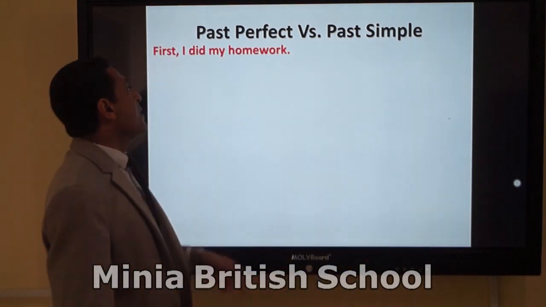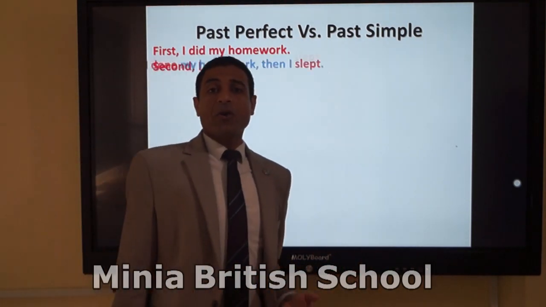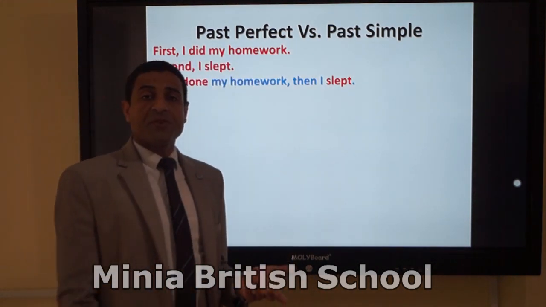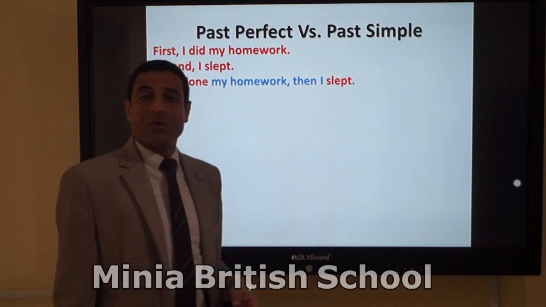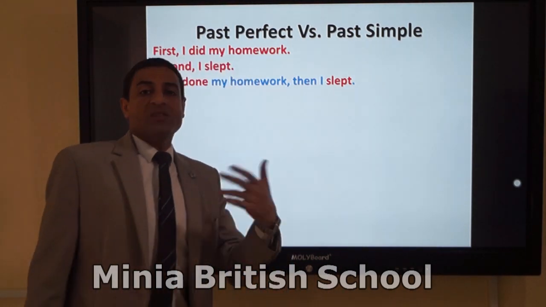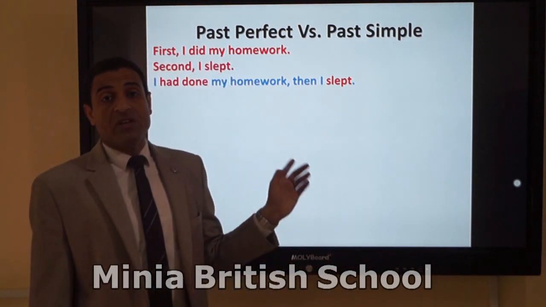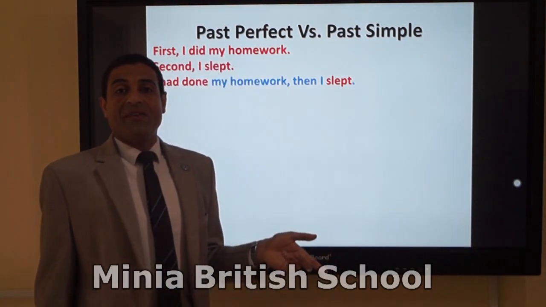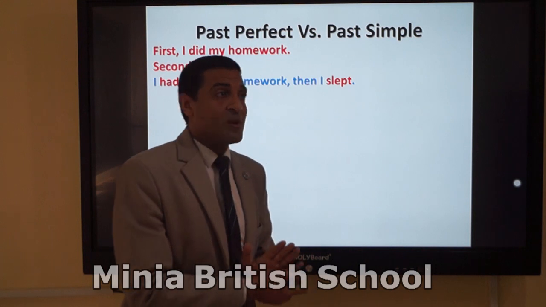As you can check this one. Here, first I did my homework. Second, I slept. So here I am talking about two different actions. I did them in the past. Or two different actions that happened in the past. The first one was that I did my homework. And the second one, I slept. So here, I want to tell someone else that I did these two actions in the past. But I want to tell him what was the first one and what was the second one. In an easy way, I can use here the past perfect together with the past simple.